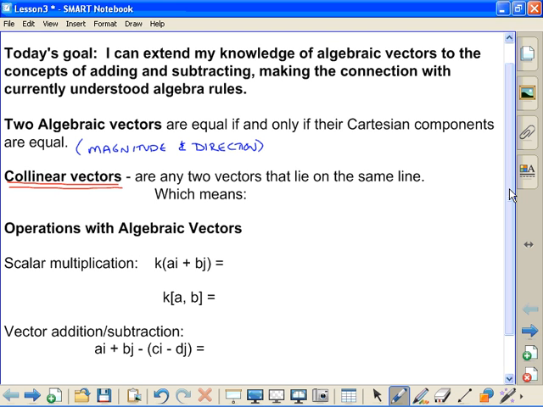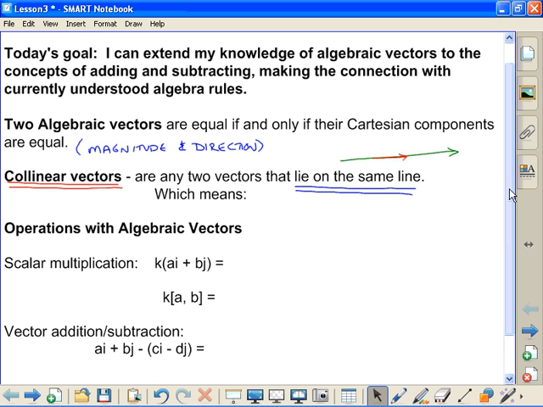Collinear vectors: any two vectors that lie on the same line. They lie on the same line, so they don't have to be the same length. So I could have my first vector that looks like this, and my second vector could be a small part of it. So those would be collinear vectors. They are on the same line, not the exact same.